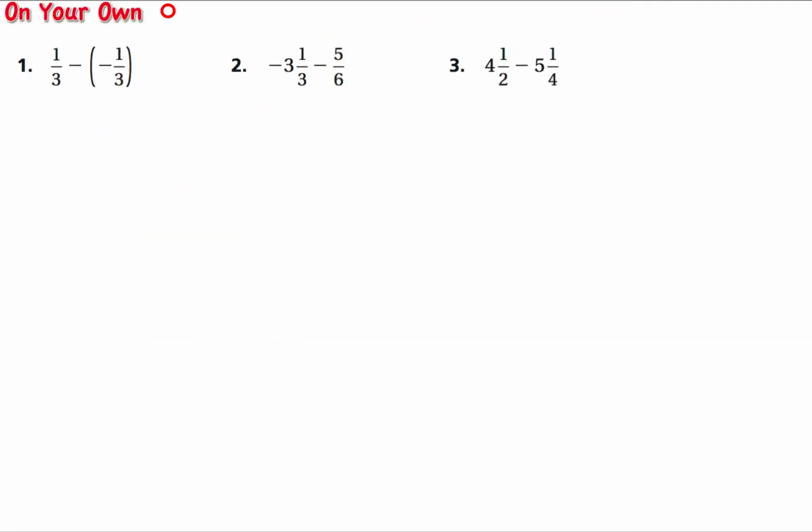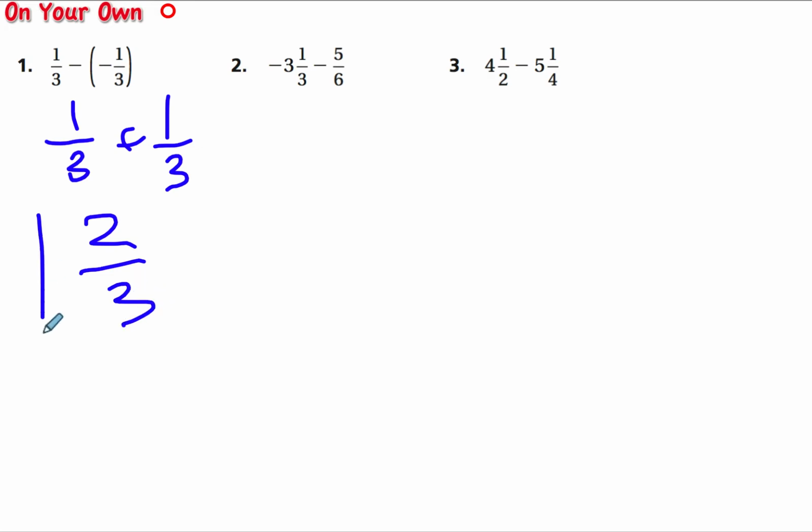Okay. 1/3 minus negative 1/3. First you'll want to change that to plus plus. So it's 1/3 plus 1/3. It already has a common denominator. So 1 plus 1 is 2. You get 2/3 as the answer.